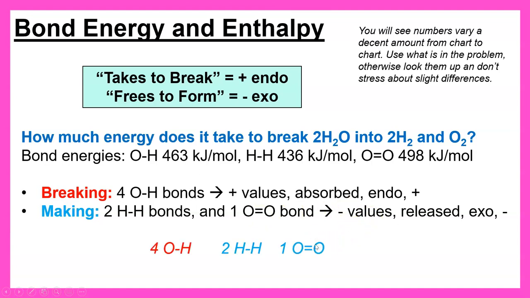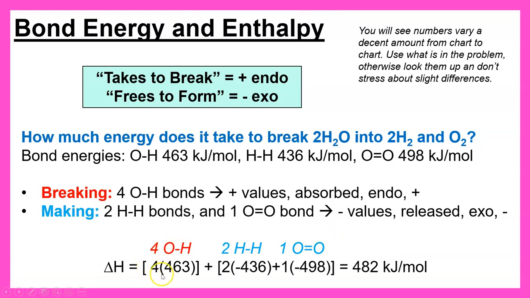So when I write out my equation, I'm going to have 4 positive values. I'm going to have 2 negatives here, and I'm going to have 1 negative here. 4 positives, because that's what it took to break. I have 2 negatives of these because it's forming. And I have 1 negative of this because it's forming. When I think of it that way, I don't get my subtractions out of order.